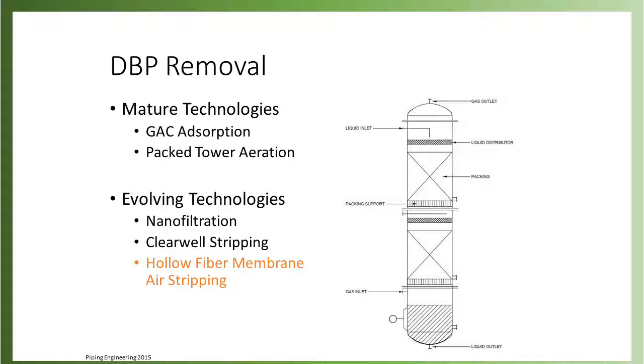And hollow fiber membrane air stripping. And I'm not putting this as a novel technology because it's actually been around a long time. But I'm going to show you some of the innovations that actually happened in the 1990s, which sort of happened right after a lot of the work was done with it.